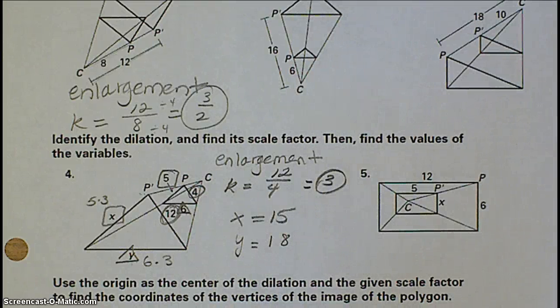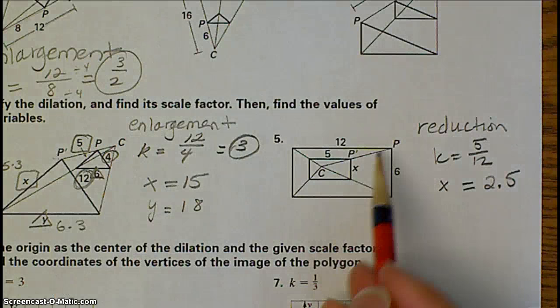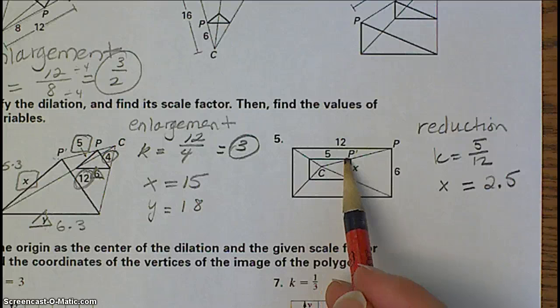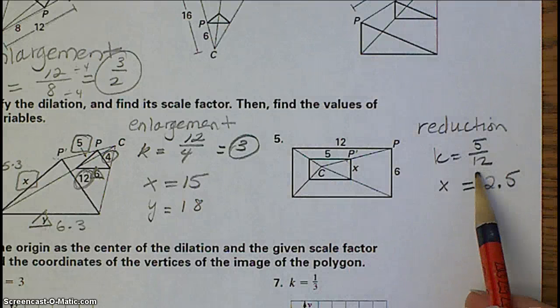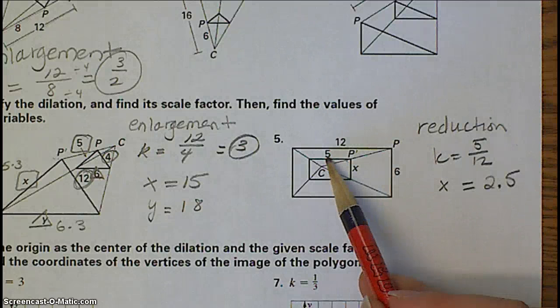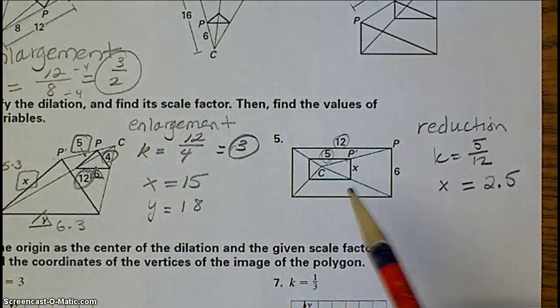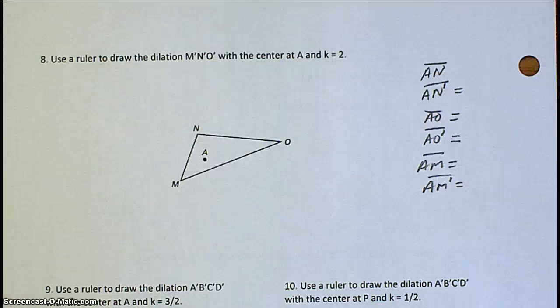See if you can try example number 5. For example number 5, I can see from P to P prime it's getting smaller, so that would be a reduction, which means, again, your scale factor has to be between 0 and 1. So that means if I look at these corresponding sides, 5 to 12, and then I can use that scale factor to figure out my value for x.